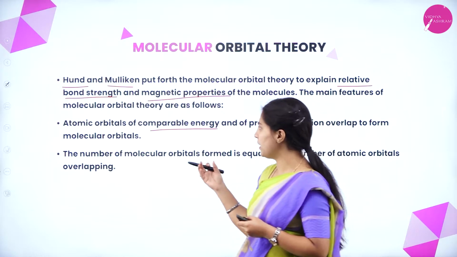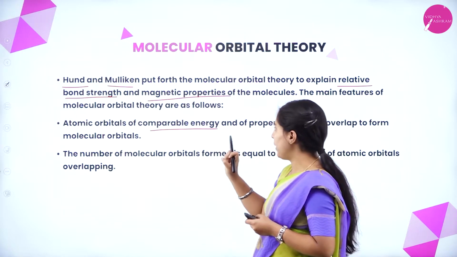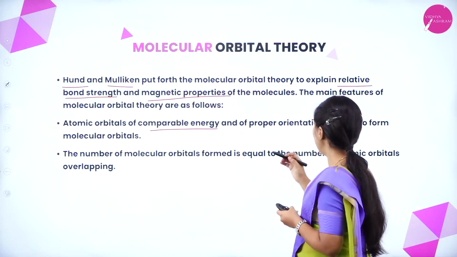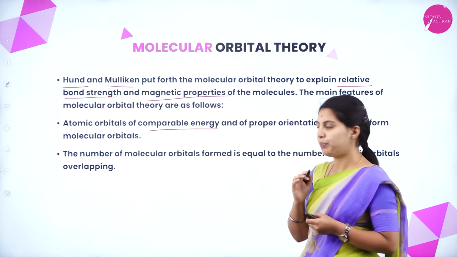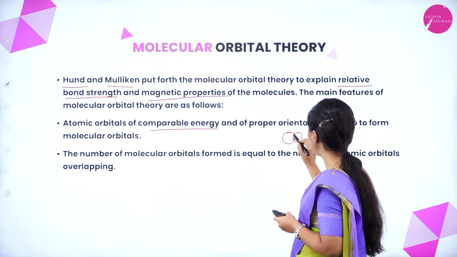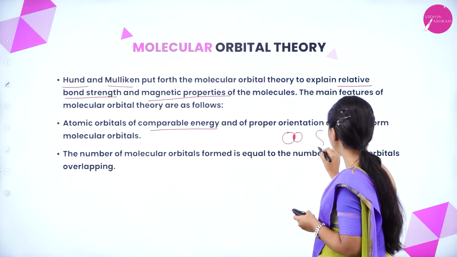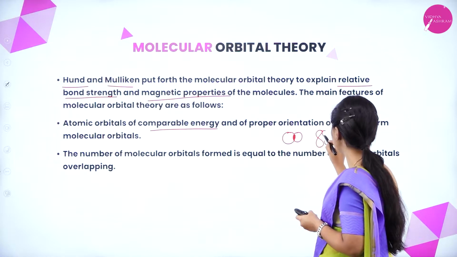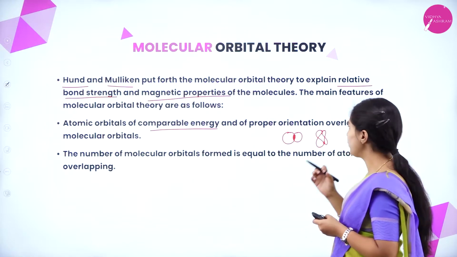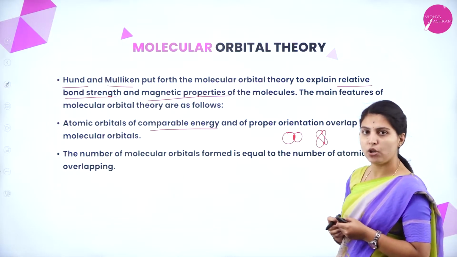Atomic orbitals having comparable energy, in the proper orientation. Orientation means that there should be maximum overlap. See here, this is a maximum overlap, with s and s orbitals. If a p orbital is present like this, here also maximum overlap is seen. Like this, the overlap should be present to form the molecular orbitals.